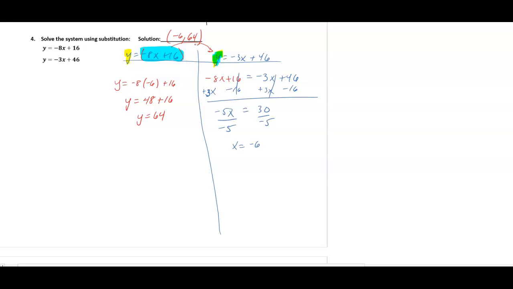This should give you a good idea on how to solve systems using substitution. Go ahead, work on the student practice, and let us know if you have any questions.